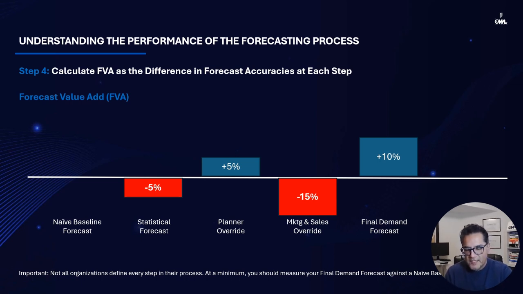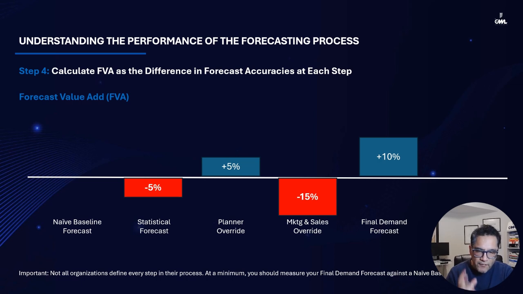10 percentage points, because at the end of the day, if we were to go with the marketing and sales step of the process, it was 120 units versus the 100 that we received, so that would have been a 20% error. And in the case of the final forecast, we went with 110 versus the 100 that we actually received in orders, so that explains the gap of 10%.